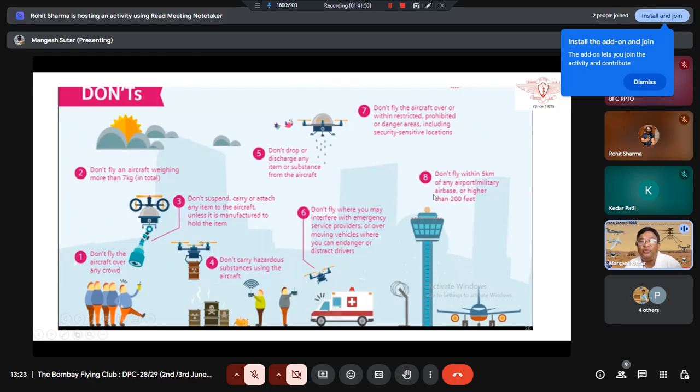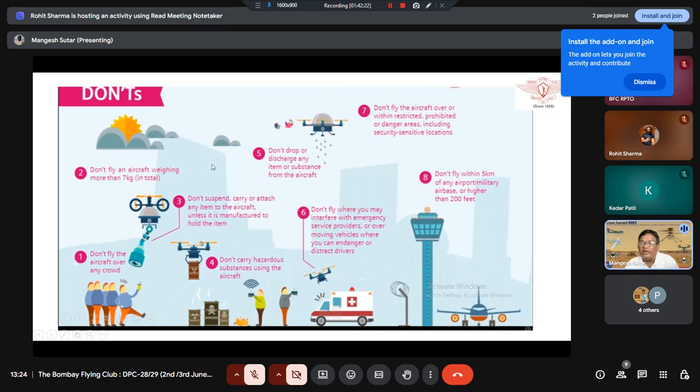For example, you may be doing a shoot. In that scenario, with the approvals and permissions, you can do that, as long as you follow the safety and security guidelines. Do not fly within 5 kilometers of any airport or military airbase, or higher than 200 or 400 feet. This is the normal drone rule as per the red and yellow zone regulations. So these are the do's and don'ts for your drones.